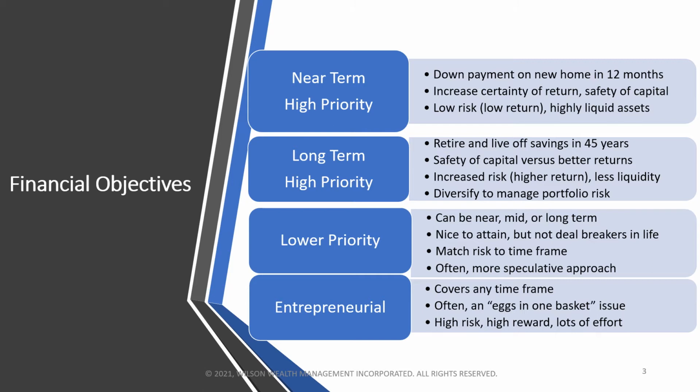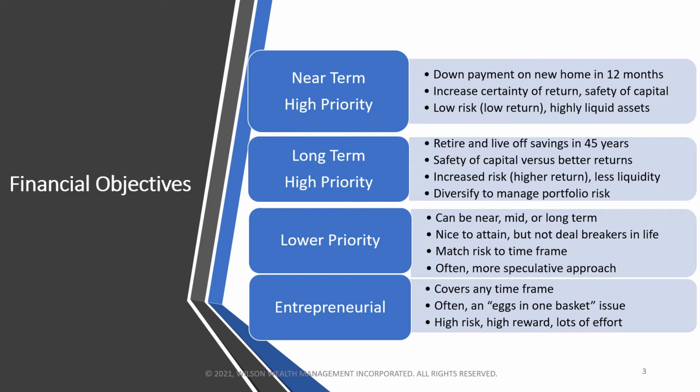So you need increased certainty of return, safety of capital. You'll sacrifice risk and return to ensure that you have highly liquid assets that are available to make that down payment. You can't really afford, if you need $100,000 for your down payment, to only have $80,000. So you'd rather not worry about the return in exchange to make sure you have the money on hand when you need it. The opposite of that might be a long-term high priority, such as retirement.